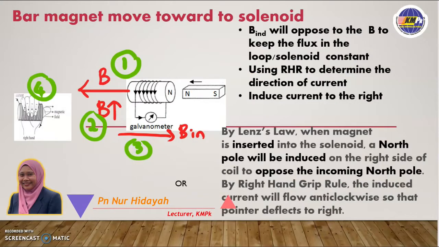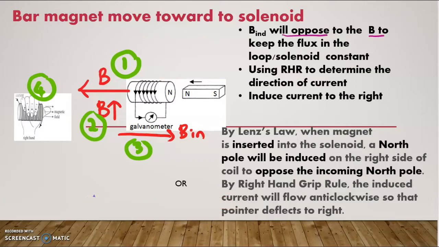Alright, so when the bar magnet moves towards the solenoid, the induced B will oppose the original B to keep the flux in the loop constant. And then we can use our right hand rule to determine the direction of current. And for this picture, the induced current is to the right.